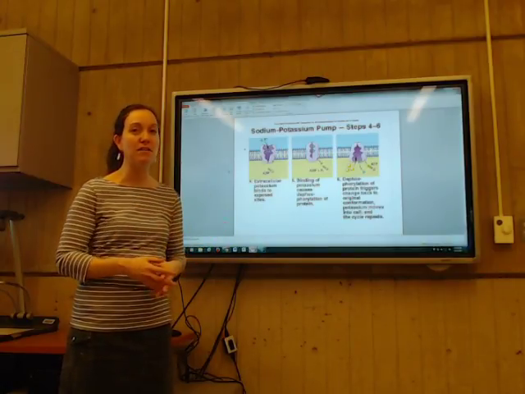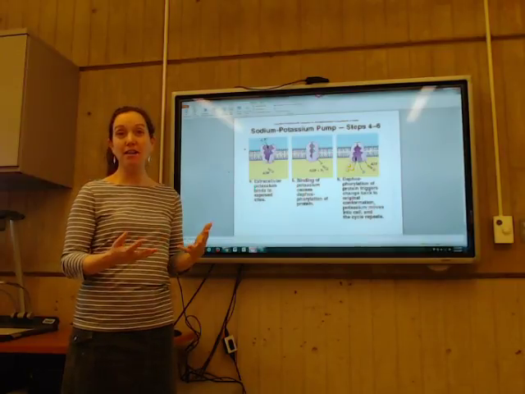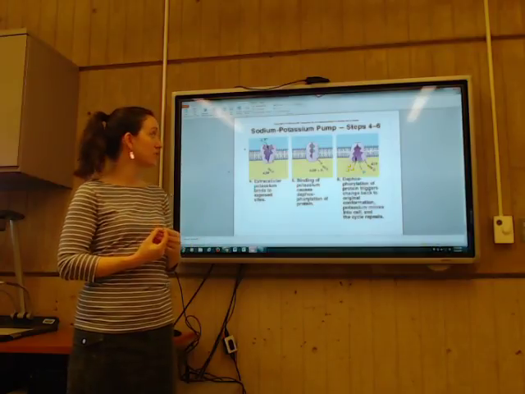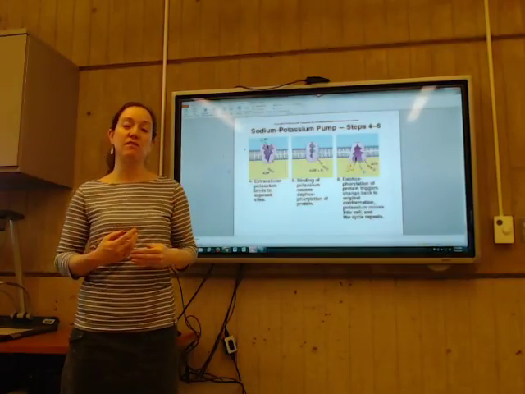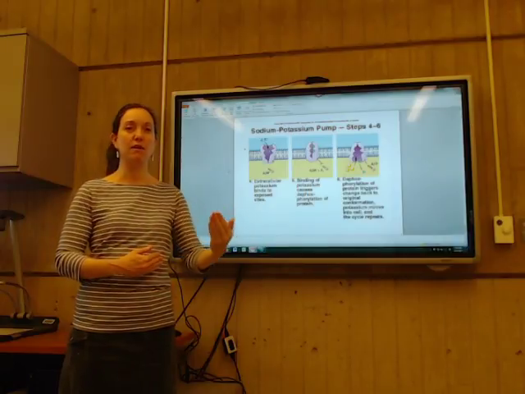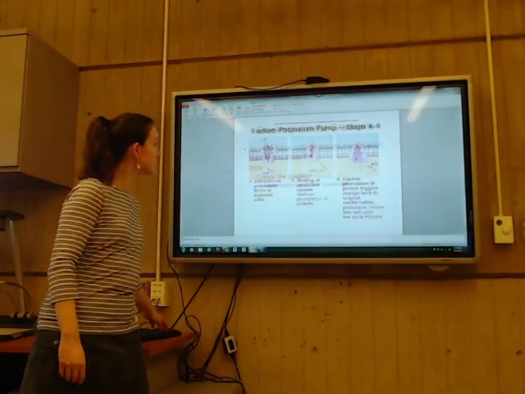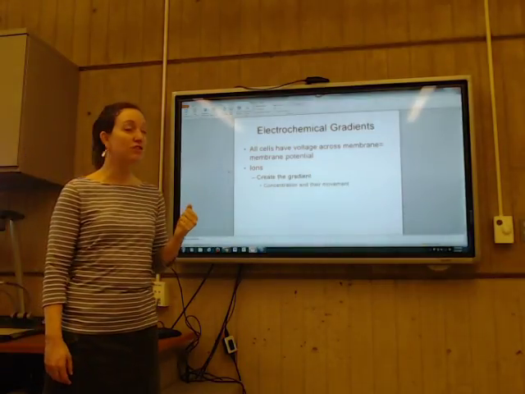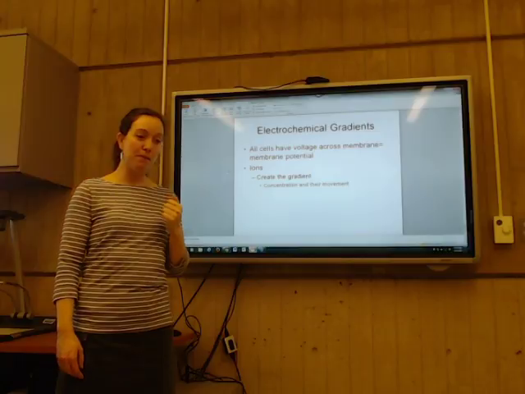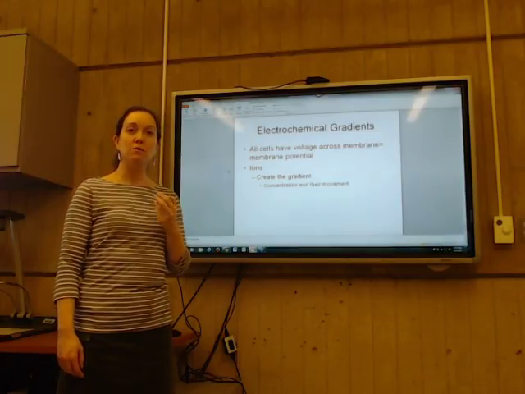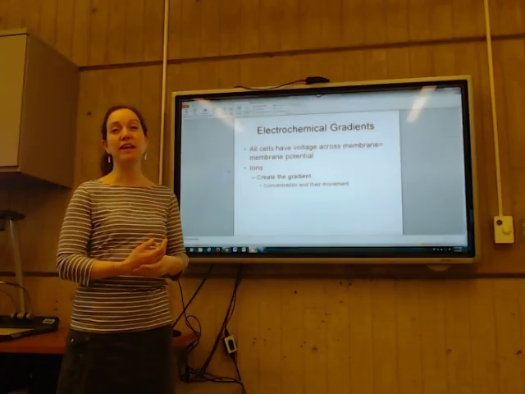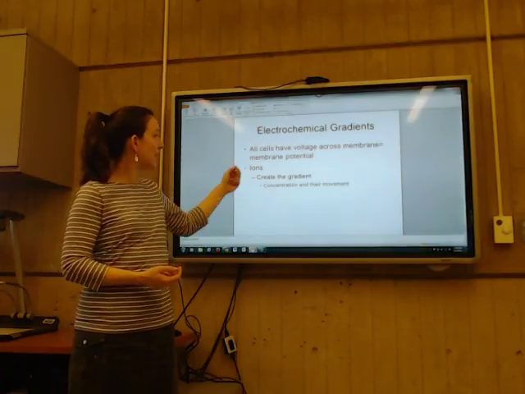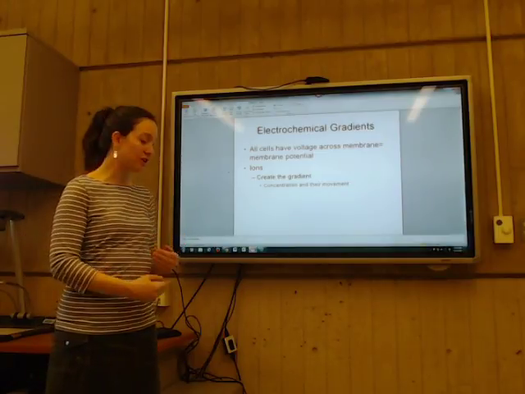We pump out 3 positive ions, 3 positively charged things, and we get 2 positively charged things. So outside of the cell becomes more positive, and the inside of the cell becomes more negative in charge. This is called an electrochemical gradient. It causes a voltage across the membrane. I put a video on our Moodle site showing how this relates to nerve conduction in the human body. The ions create the gradient because they have the charge.